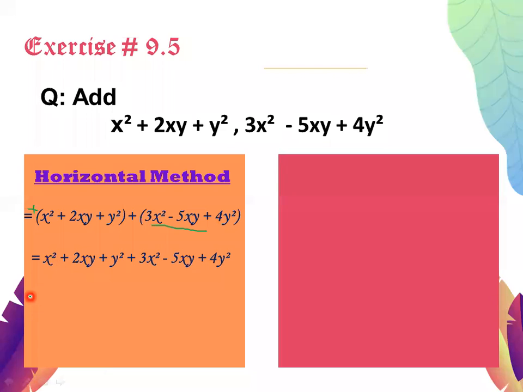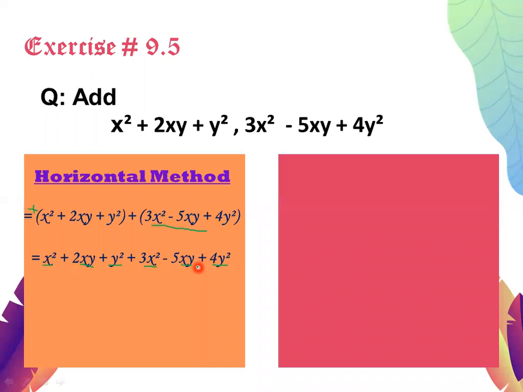Which are the like terms here? Suppose this x square and this 3x square. Like terms means terms that have the same variables as well as powers. That will be the like terms. The second like term is xy, same variable and same power, that is this xy and this xy. And the last one is this y square and y square.